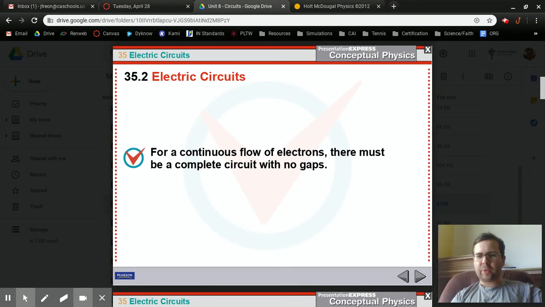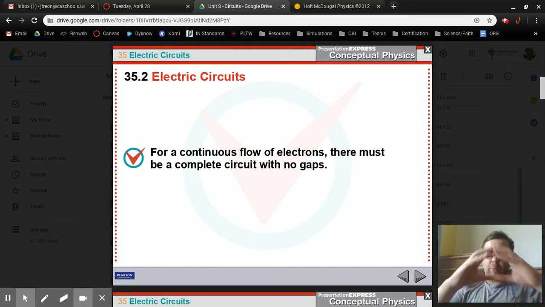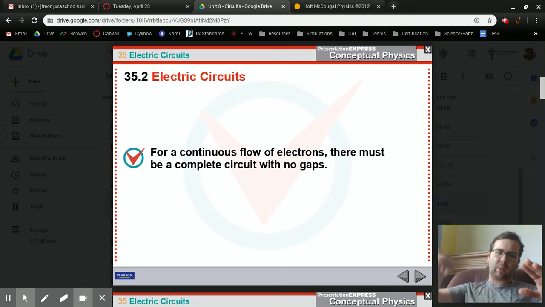I want to go over a few things with you today. We're talking about what circuits are and how circuits work. And I just want to review with you real quick here. For a continuous flow of electrons, there must be a complete circuit with no gaps. So when we talk about the word circuit, we're talking about a whole loop, somewhere where electrons can go around and continuously flow through. And so that's what a circuit is.